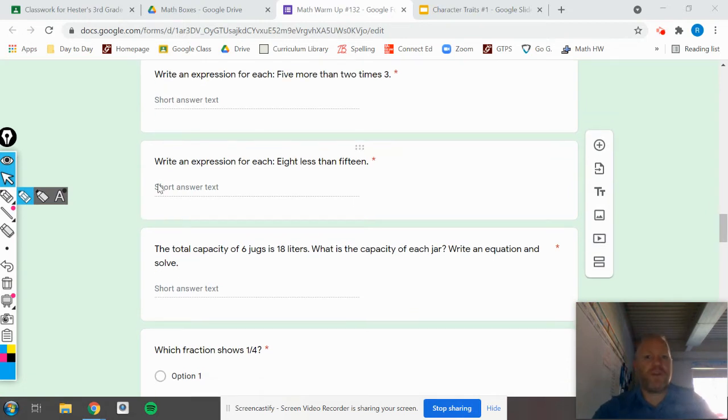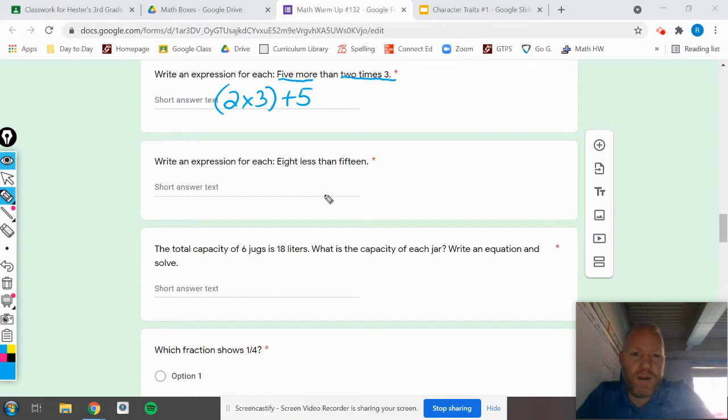Write an expression for each. 5 more than 2 times 3. So first it says 5 more. Well, 5 more means that you're going to add after, because it's like I give you 5 more later. So we're going to start with 2 times 3. That's what we're beginning with. And then what are we doing to it? We're going to give 5 more.